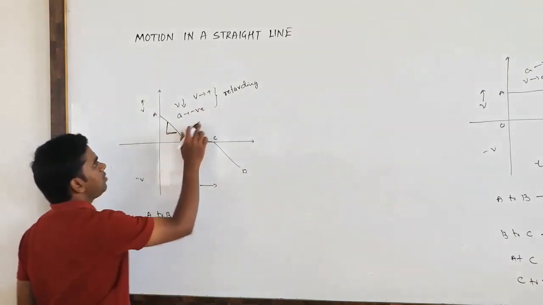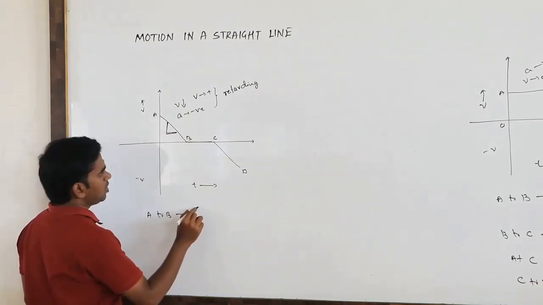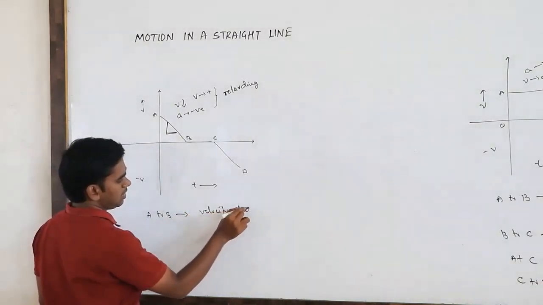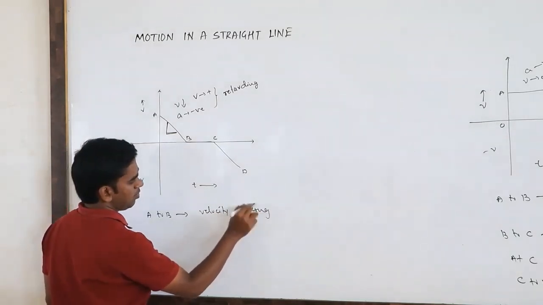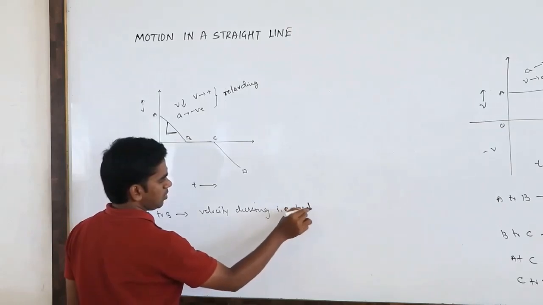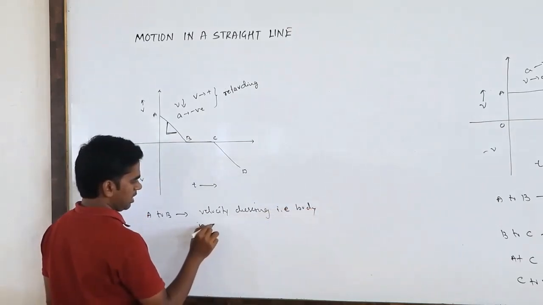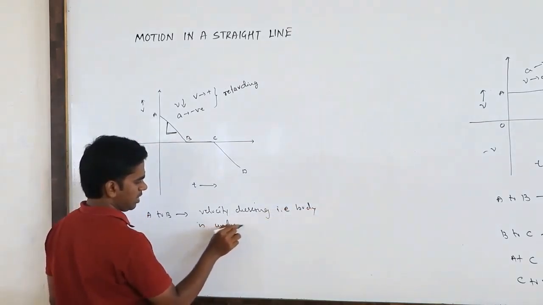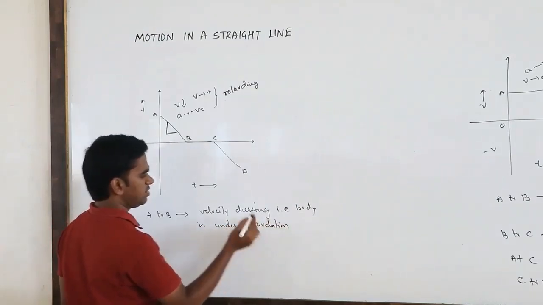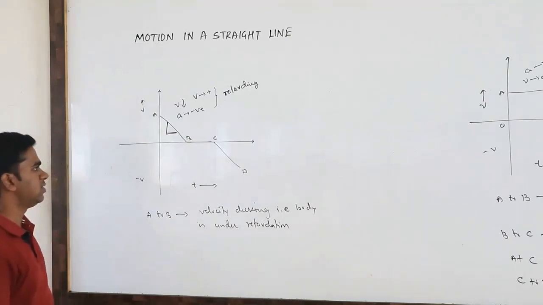So from A to B, what is happening? Velocity is decreasing. That is, the body is retarding. The body is under retardation. Whatever we write, no problem. You can simply write velocity is decreasing. That is not a problem.